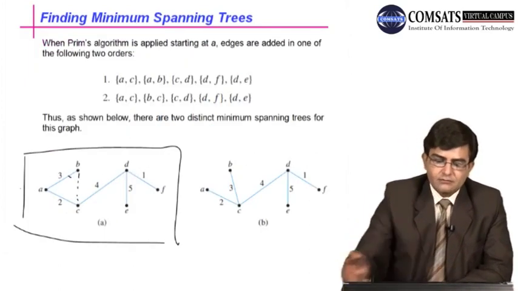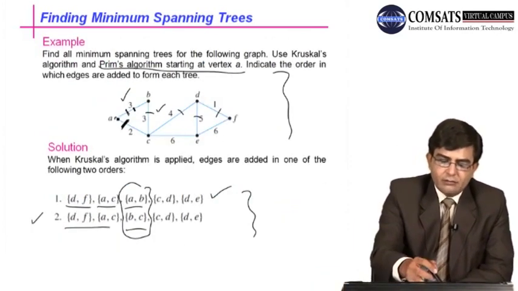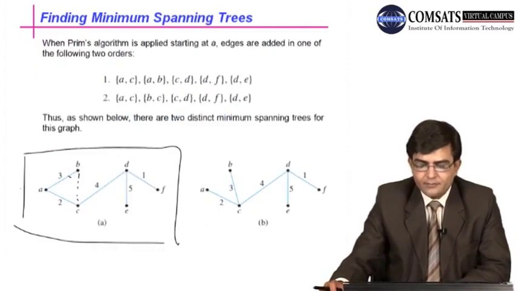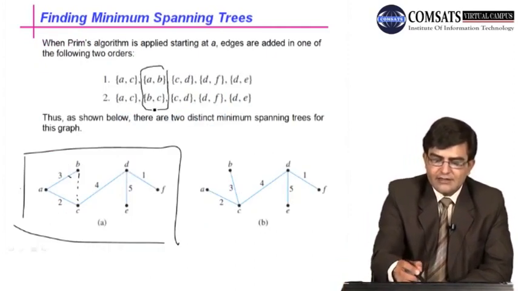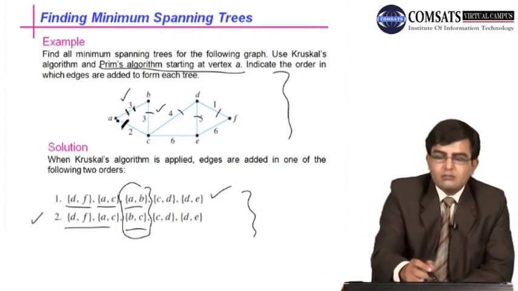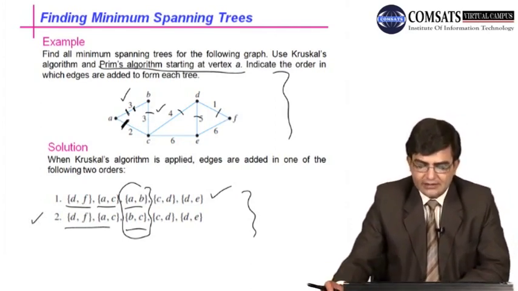So we add AC, and then what is the minimum weight of these three? We can add either this one or this one. So we add AB here, and in the second option we add BC. The rest is the same.